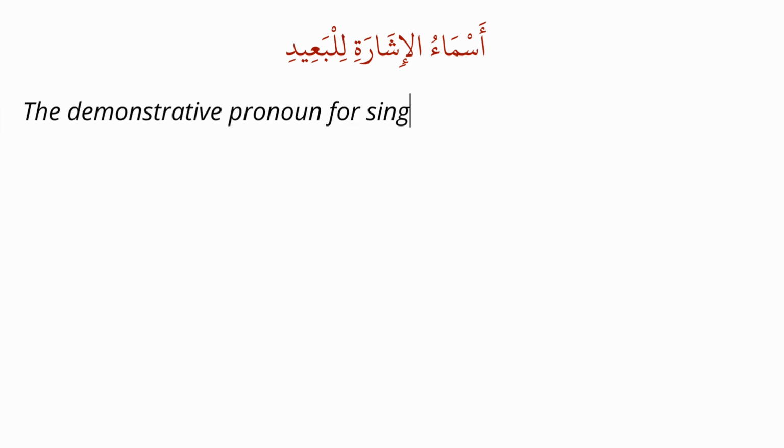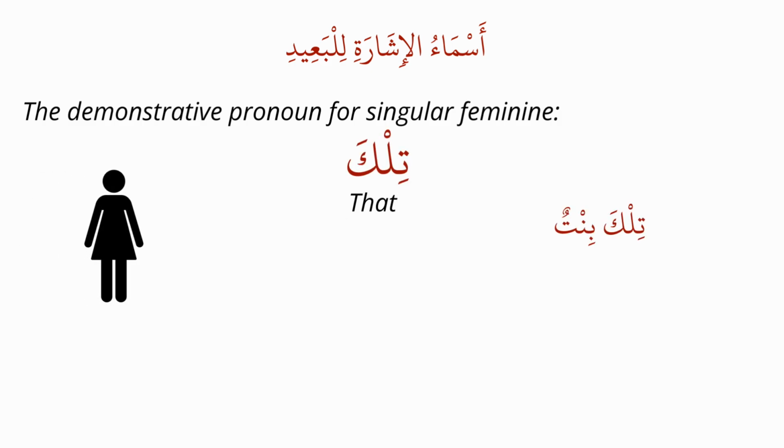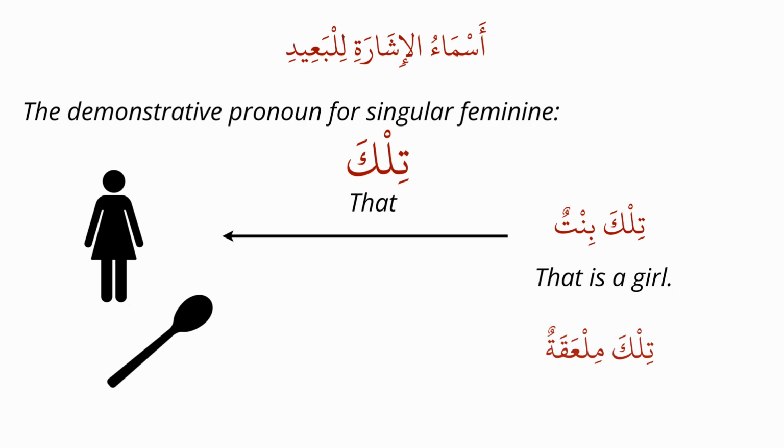Next, the demonstrative pronoun for singular feminine for object, which is تلك, meaning that. For example, تلك بنت. That is a girl. تلك ملعقة. That is a spoon. So, for singular for objects, the demonstrative pronouns are ذلك for مذكر يعني masculine and تلك for مؤنث يعني feminine.